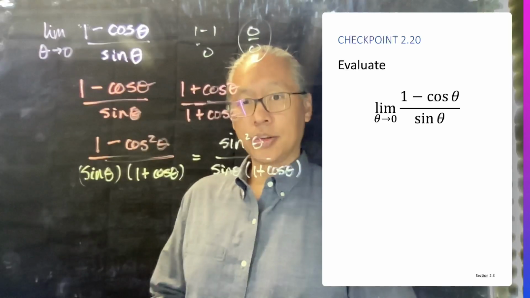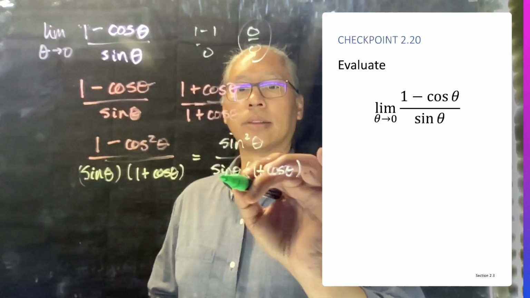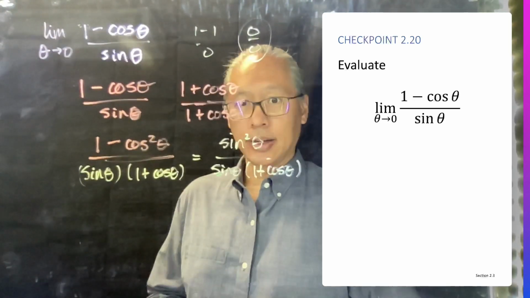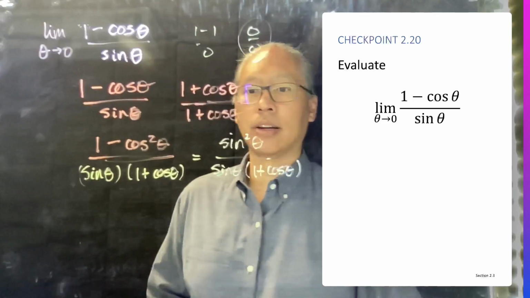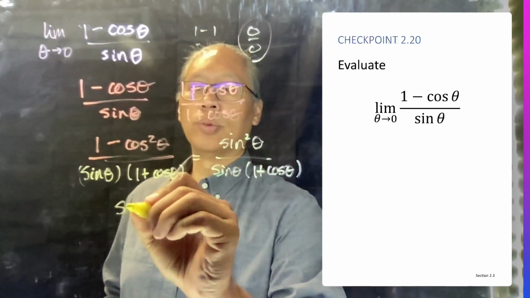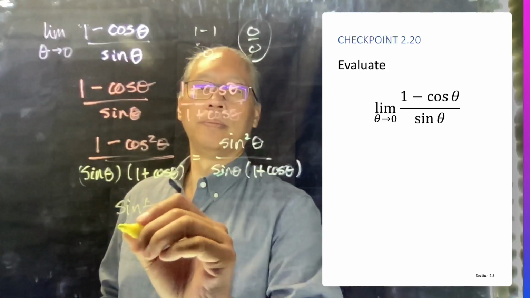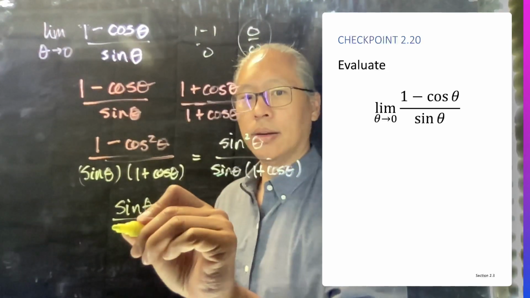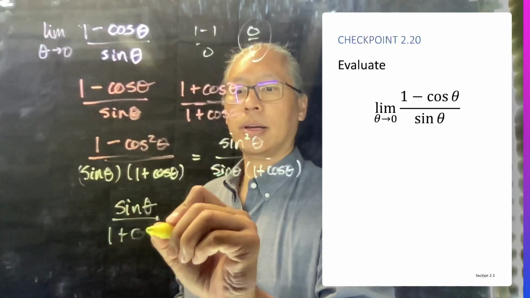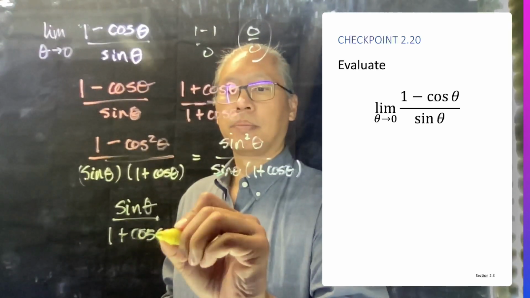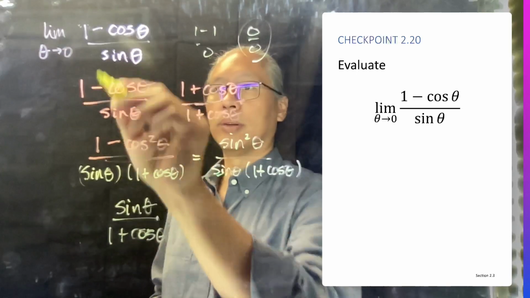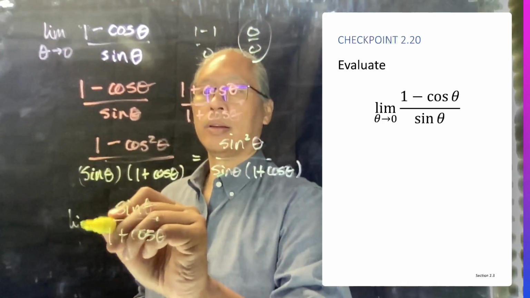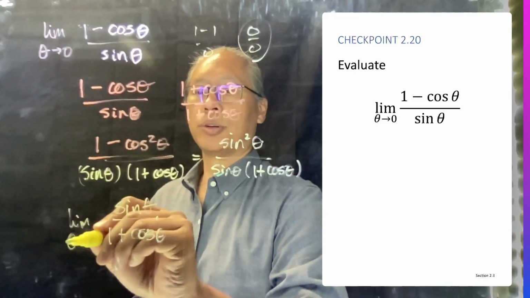Before we put in 0, we can cancel one of the sines in the numerator with the only sine in the denominator. So we'll have one sine left in the numerator, and in the denominator the sine is gone, so we just have a 1 plus cosine theta. And now that we have that, we'll take the limit as theta approaches 0.